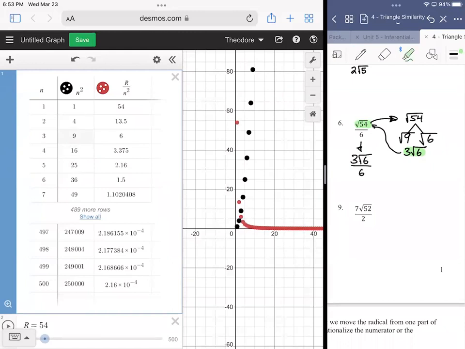Now we want to be looking to simplify the rational numbers, the ones that don't have radicals. So I'm going to reduce the 3 with the 6. They're both divisible by 3, so I can divide each by 3. Divide the top by 3, you get a 1. Divide the bottom by 3, you get a 2. And so you'd be looking at 1 times radical 6, which is just radical 6, over 2.